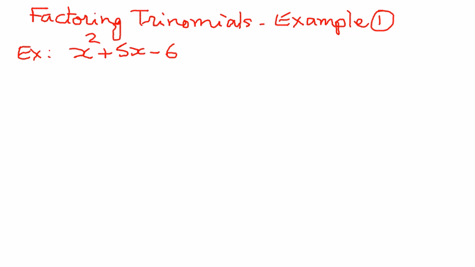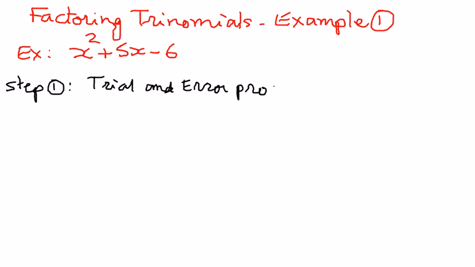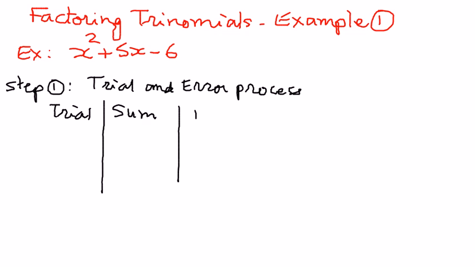We will follow the procedure which we talked about in my previous video, and then we will use that to expand this out. So we'll use the trial and error process as step number 1, trial and error. In this trial and error process, in the first column we'll call it trial, the second column the sum, the third column the product.